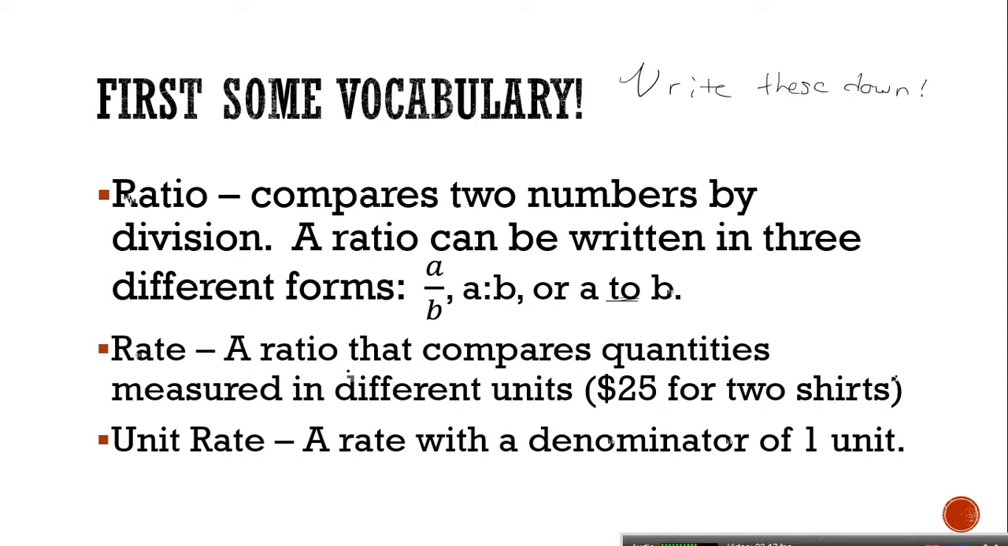Now, a rate is a ratio that compares two quantities measured in different units. This could be like $25 for 2 shirts. I could write that as a ratio of 25 over 2. A unit rate, though, is a rate with a denominator of 1. So we're always going to divide those two numbers, and we're going to take a look at an example of that later.